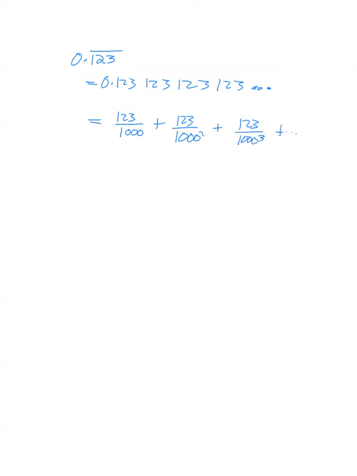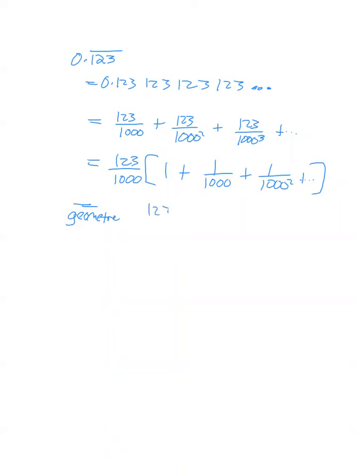So it's actually not a geometric series in powers of 123. It's actually a geometric series in 1,000s, and there's an extra 123 on the outside. So I'm just going to factor that out. So I get 1 plus 1 over 1,000 plus 1 over 1,000 squared, and so on. So now I'm going to use the geometric series, and I get 123 divided by 1,000 times 1 over 1 minus 1 over 1,000.